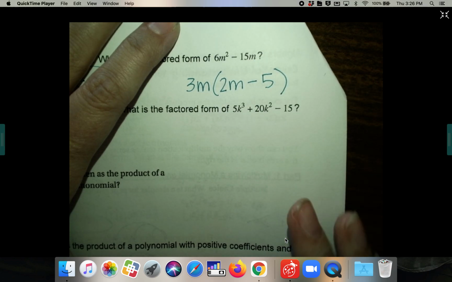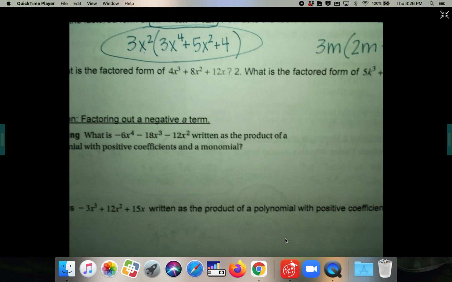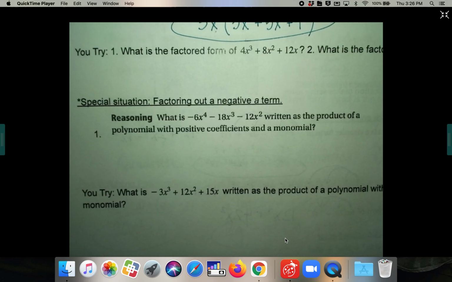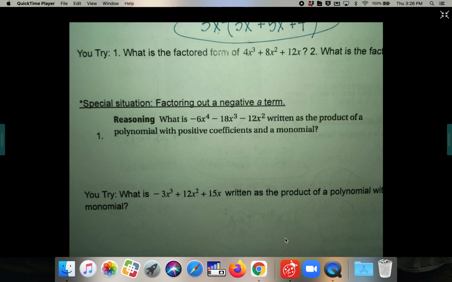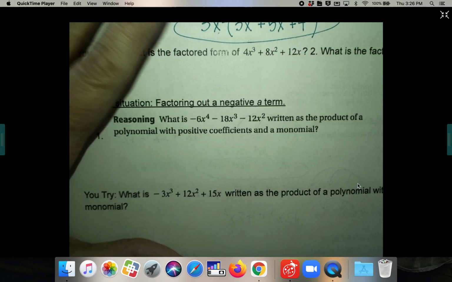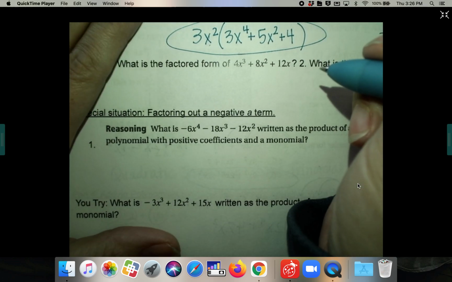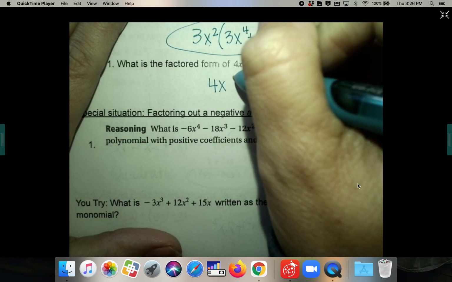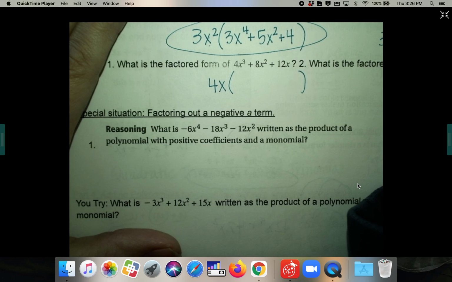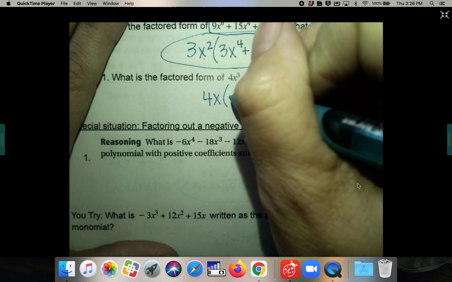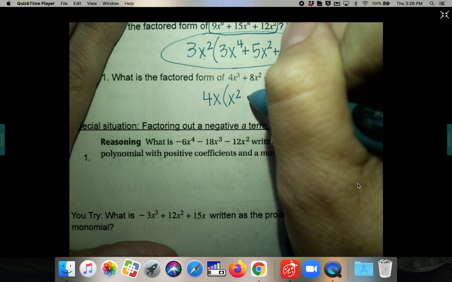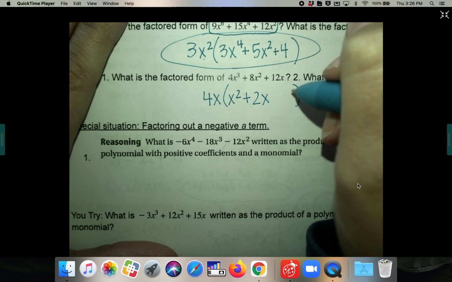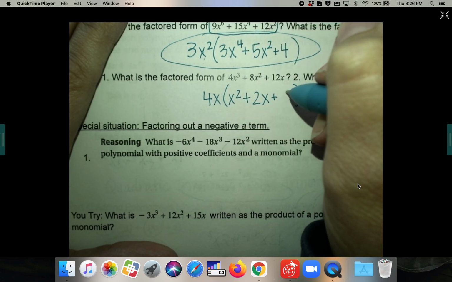All right, there's a couple of them now on a you try, so I'd love for you guys to push pause and try these next 2, factoring it on your own. All right, I'm going to go kind of quick because you probably did it on your own. You can pull out a 4 and an x from this. And once you pull out a 4x, that would leave an x squared inside, a plus 2x, and a plus just 3.